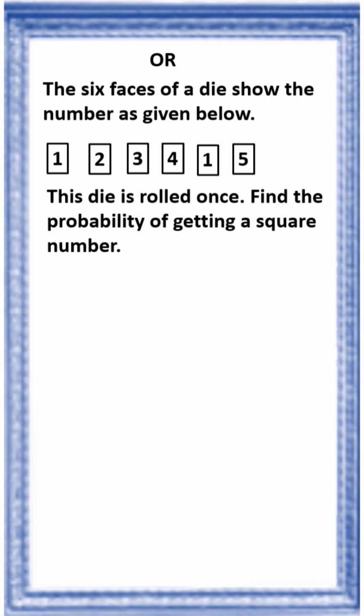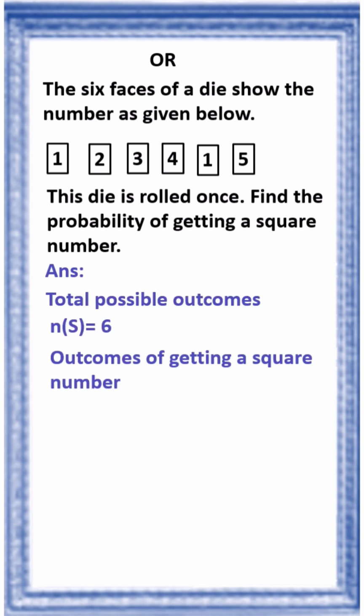The 6 faces of a die show the numbers as given below: 1, 2, 3, 4, 1, 5. This die is rolled once. Find the probability of getting a square number. Total possible outcomes is 6, already given in the question. Outcomes of getting a square number: 1 is a square number, 4 is a square number, 1 is a square number. That is 1, 1, 4. So number of A is 3.